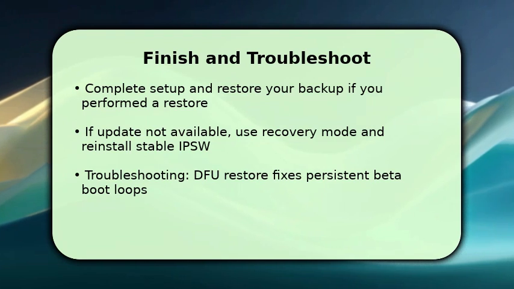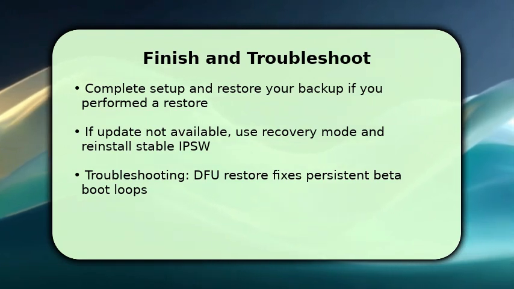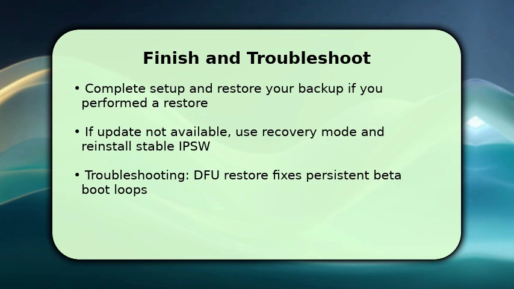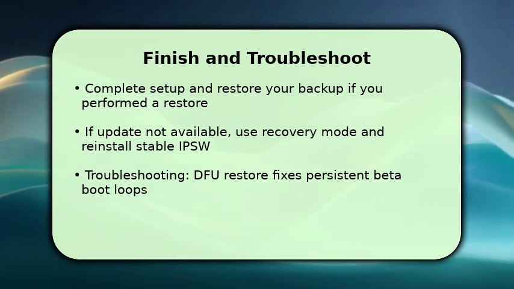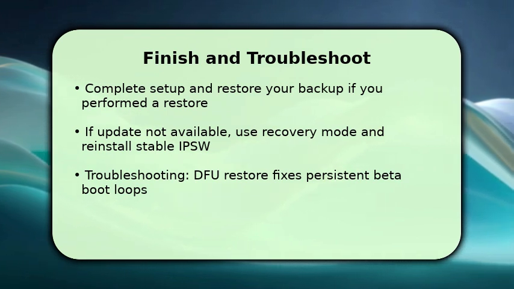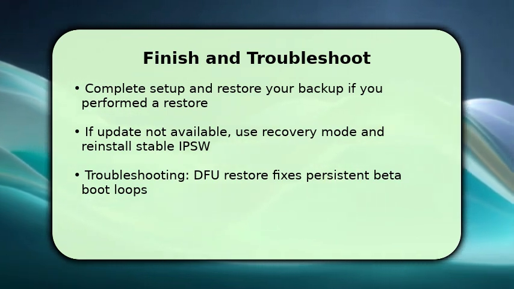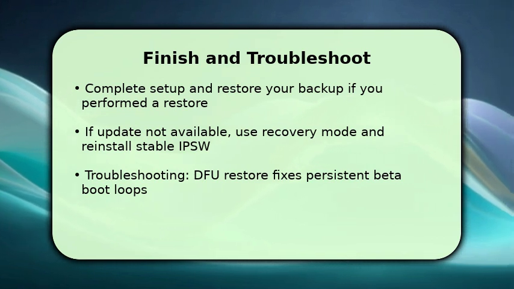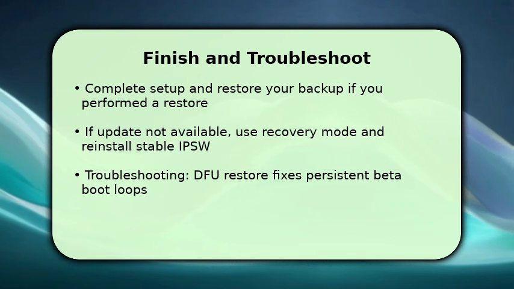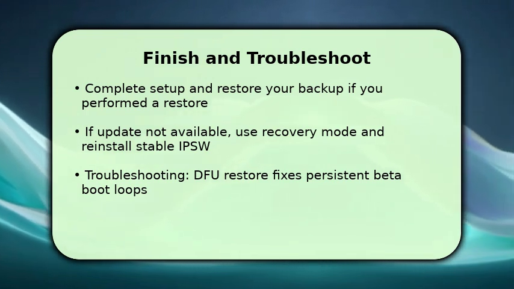If the public update didn't appear, put the iPhone into recovery mode and reinstall the stable IPSW via Finder or iTunes. Recovery forces the device back to a public release channel. If you face persistent issues like boot loops, perform a DFU restore. This is more invasive, but removes deep beta traces. Make sure you have a backup before doing DFU because it erases everything.